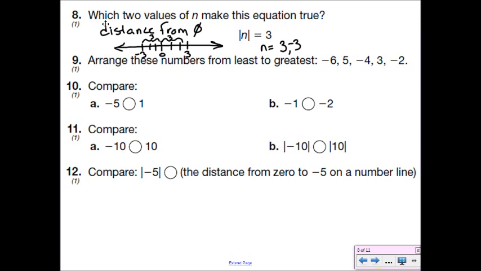Arrange these numbers from least to greatest. Negative 6, 5, negative 4, 3, negative 2. So we want to start with the least, that's the most negative number. So negative 6 comes first. The next most negative is negative 4, then negative 2. Then the next less positive, I guess you could say, is 3, and then 5.